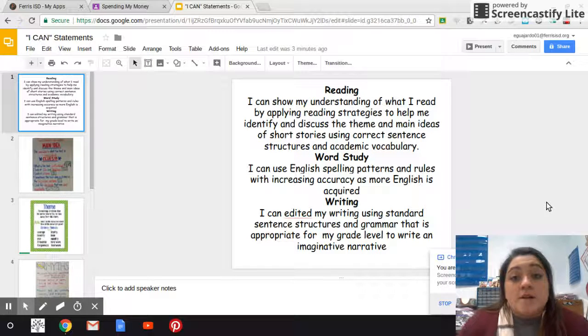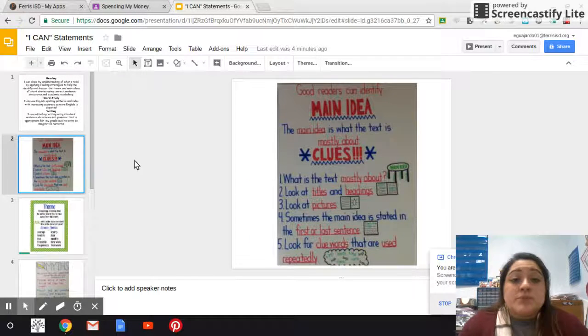And so, in reading today, we focused on a lot of things, and I want to get you caught up. Right here it says for main idea, good readers can identify main idea. The main idea is what the text is mostly about. And so you can see the red bold. We want you to remember these things.